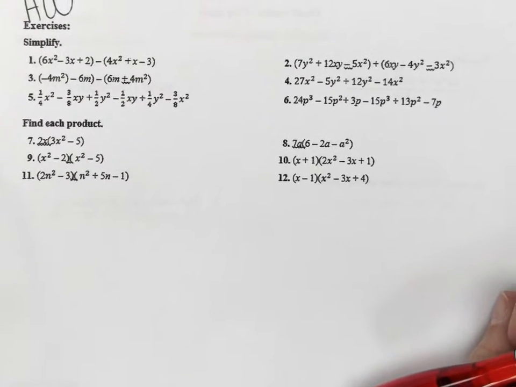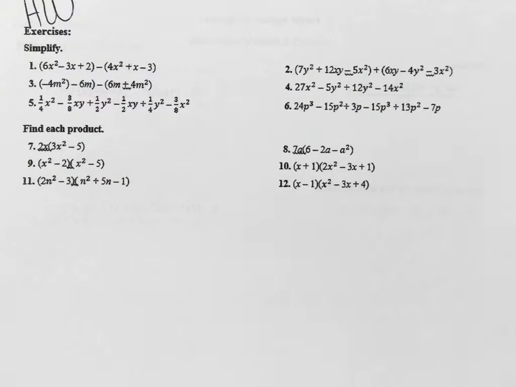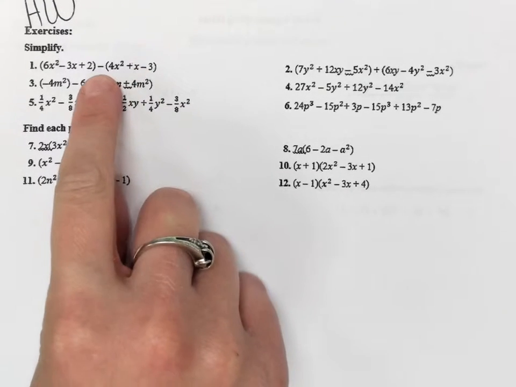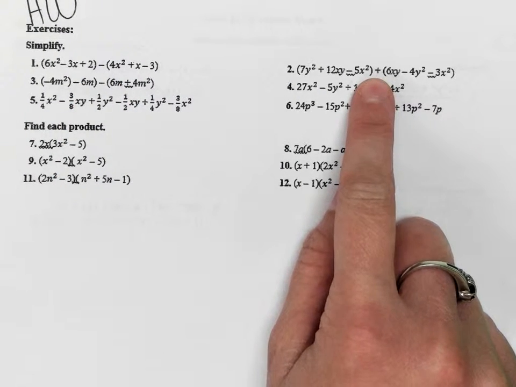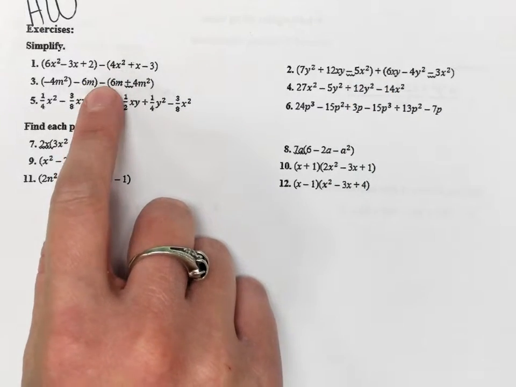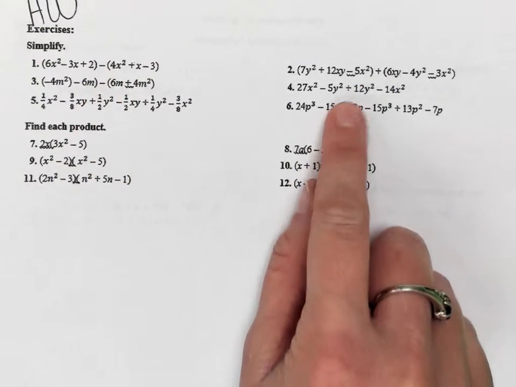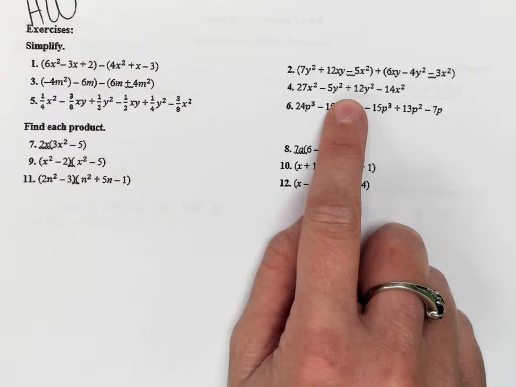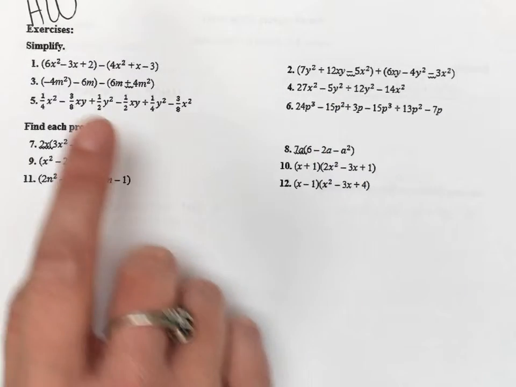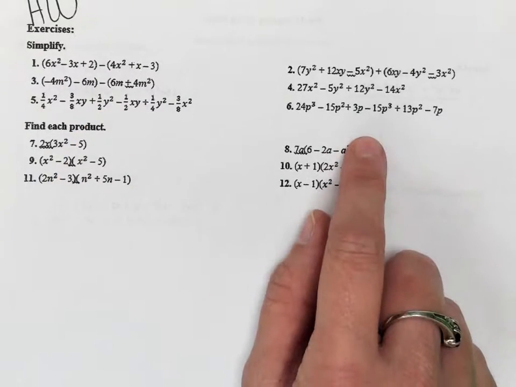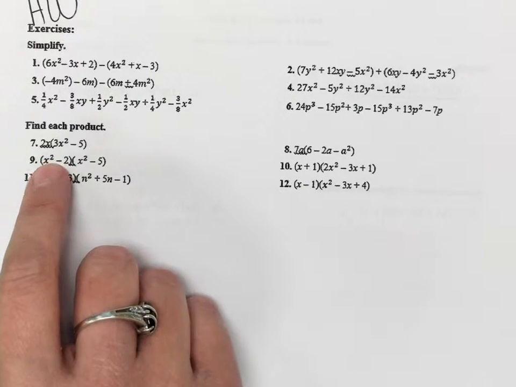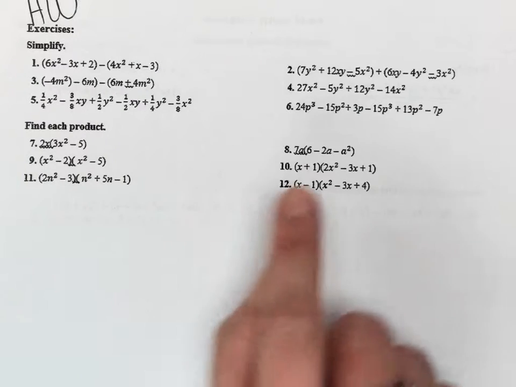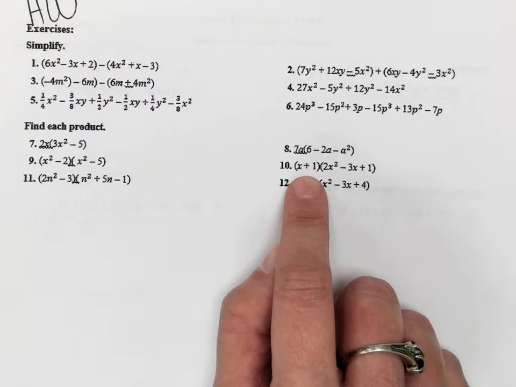Now, number 1, what's the only thing you doing on number 1, guys? You subtracting like terms, okay? What's the only thing you doing on number 2? You adding like terms. Number 3, you subtracting like terms. Number 4, a lot of stuff, you combining like terms. Don't freak out about these fractions. You know how to add fractions. Number 6, you just add and subtract in like terms. Number 7, you just distribute, right? Number 8, you just distribute. Number 9, you just do what? Foil. Number 10, that is not foiling because there's not 4 terms, there's 5 terms, right?